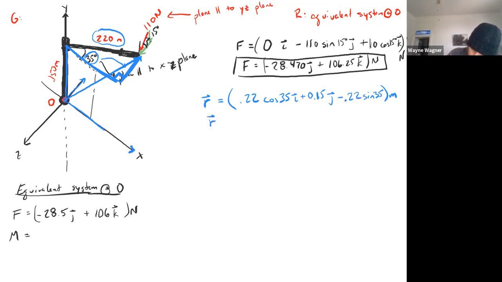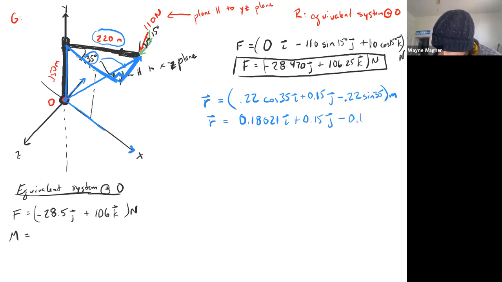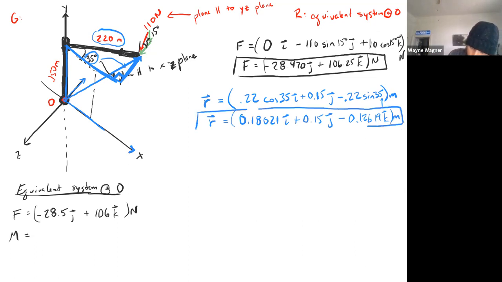Again, I'm just going to plug this into my calculator because it makes my life a little bit easier. 0.22 cosine 35 is 0.18021 I plus 0.15 J minus 0.22 sine 35 equals 0.12619 K. Oh, there should have been K right there. Meters. So if you want to do the moments for all of this at once, the way to do this is R cross F. This is nice because it takes care of all the signs for us.